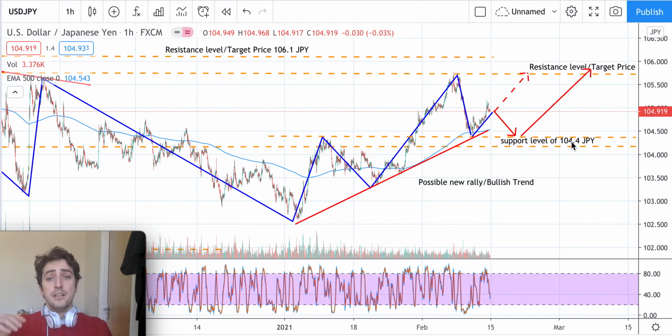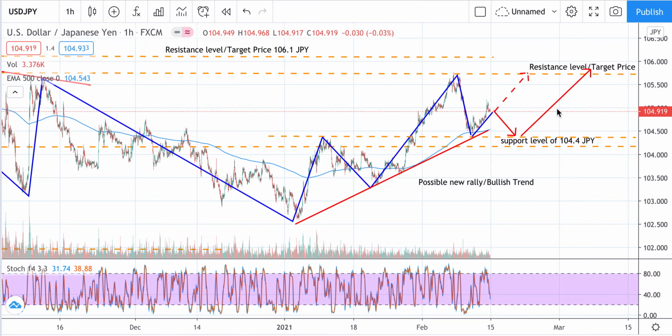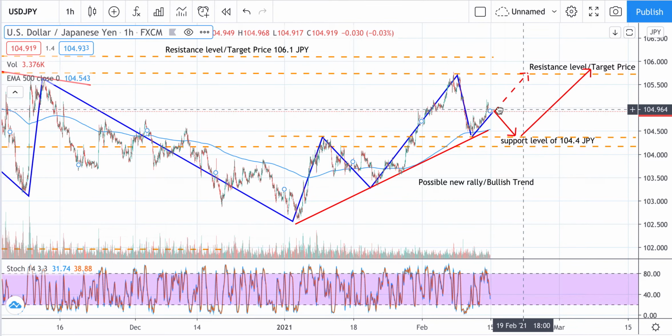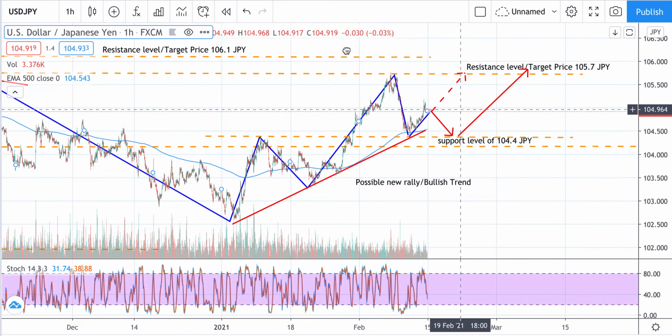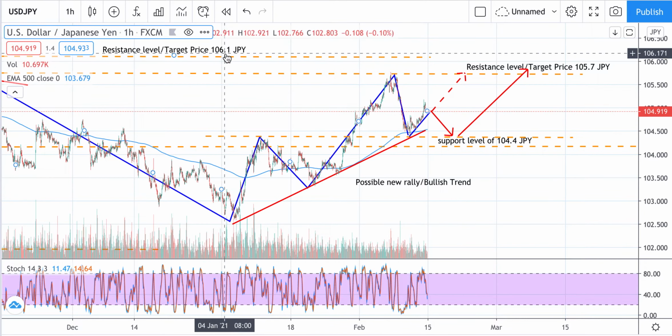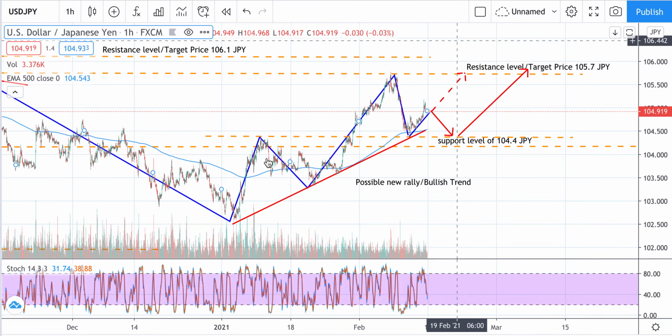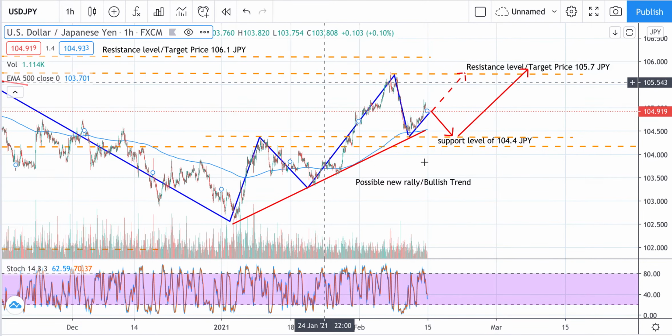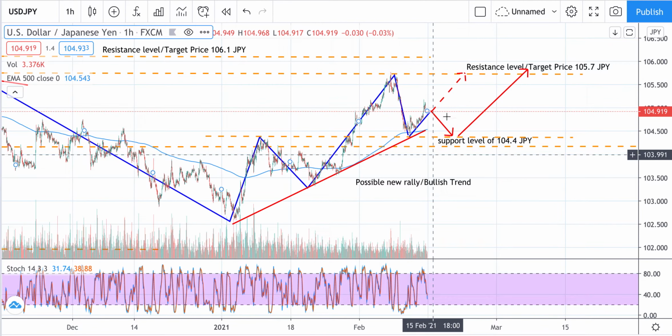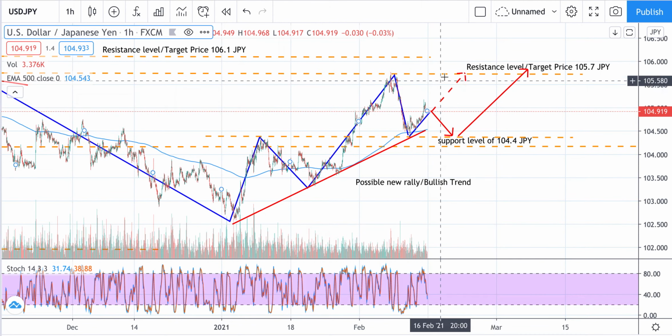So the idea is to go long, with the first target price, as I told you before, of 105.7 and the second target price of 106.1 Japanese yen. So bullish trend, bullish market. The idea is to go long, and for long-term investment, go long.